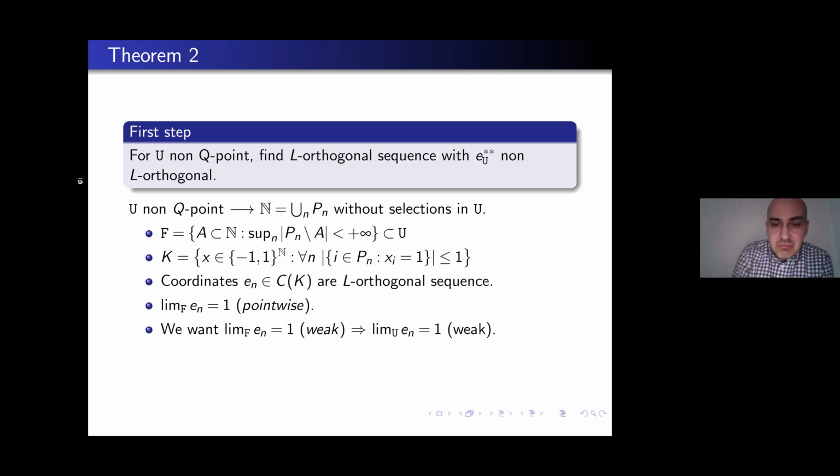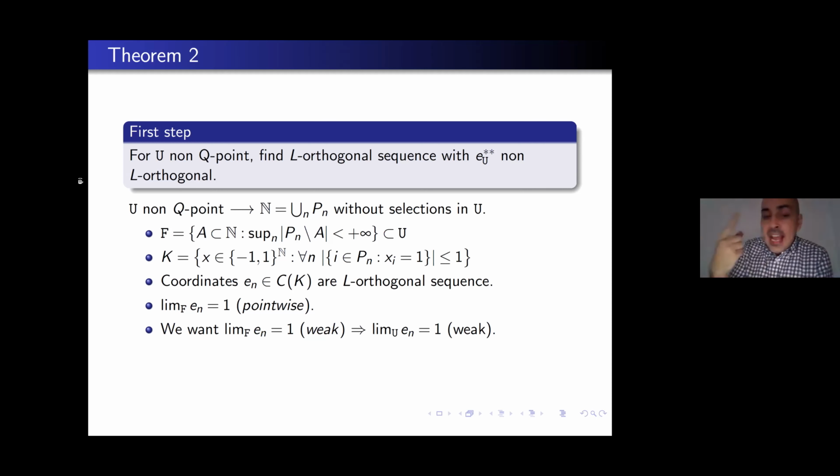This is just a matter of playing with the definitions. But what I would like to have is that the weak limit of e_n is the constant function equal to 1. Because, this is an exercise: if the limit through a filter is 1, then the limit through a bigger ultrafilter is also 1. That is simple. If I make a bigger filter, I preserve the convergence. And then I would have what I want: the limit through my non-selective ultrafilter being non-L-orthogonal. So what is the problem here?